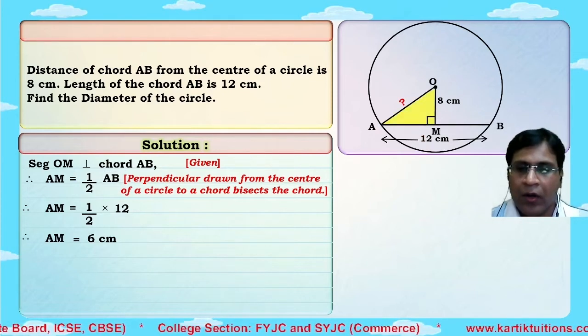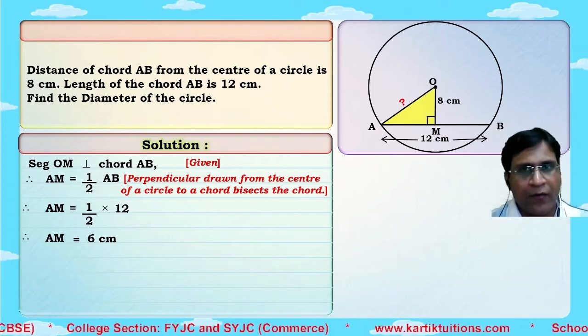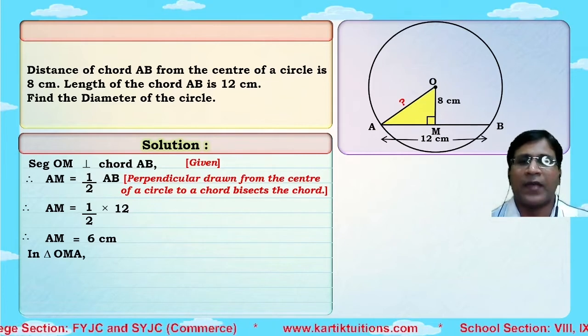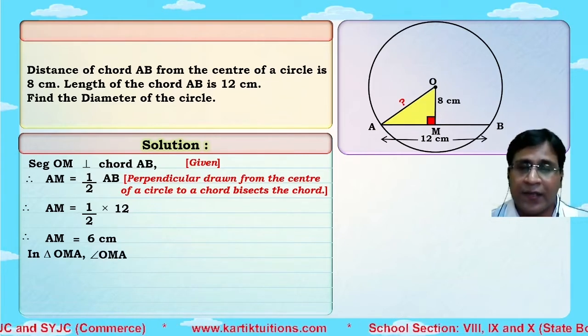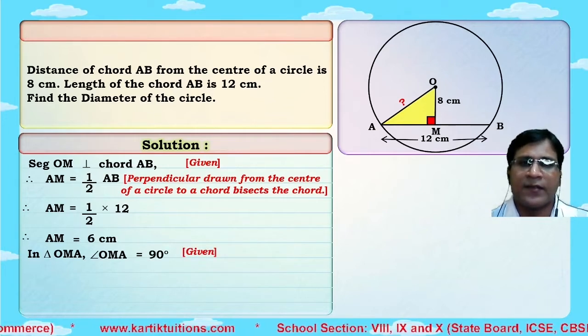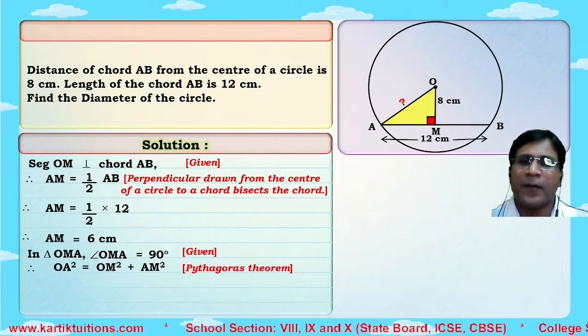Now observe in triangle OMA. First of all, it is a right angle triangle. We know the length of OM, we know the length of AM. Can we get the third side OA? Yes. How? By Pythagoras theorem. Now Pythagoras theorem, when we apply, what do we get? We get OA square is equal to OM square plus AM square.